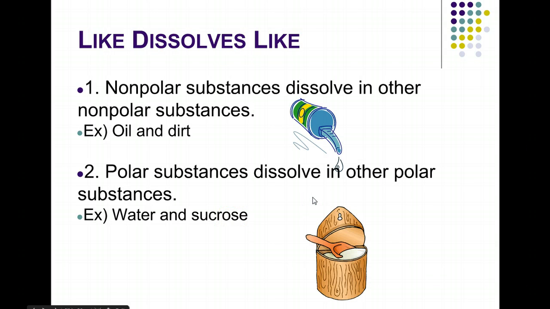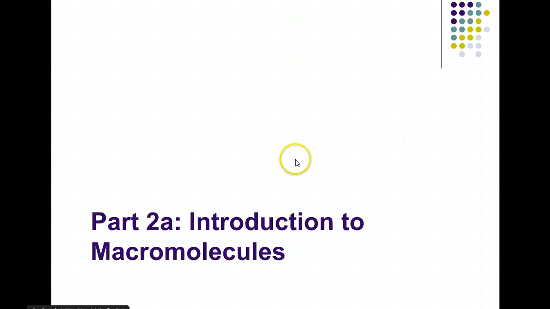You need to know that nonpolar substances only dissolve in other nonpolar substances, and polar substances dissolve in each other. So if I put oil and water together, oil floats on top of water because oil is nonpolar and water is polar. And that is the end of part 1 chemistry review.